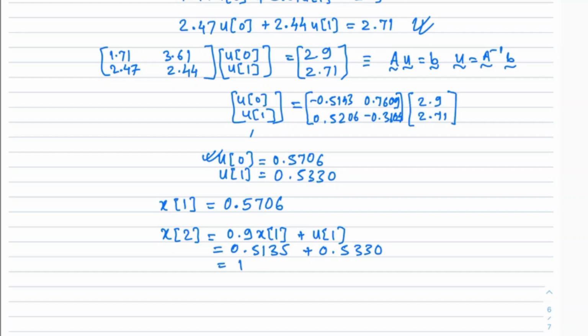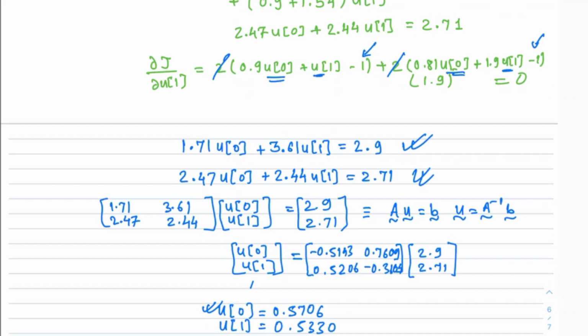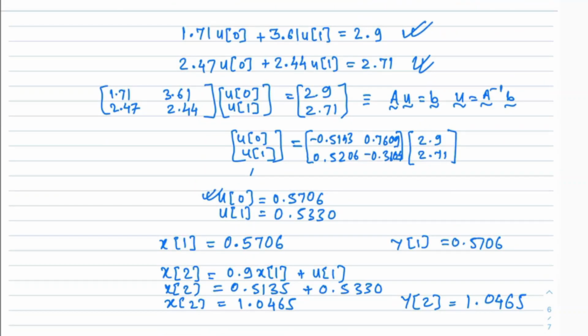So if I were to implement these two control inputs, it will overshoot a little bit above my desired value of 1. So y1 would be x1 and y2 would be 1.0465. So as you can see, by manually solving, we have reached a system of the form A U equals B.